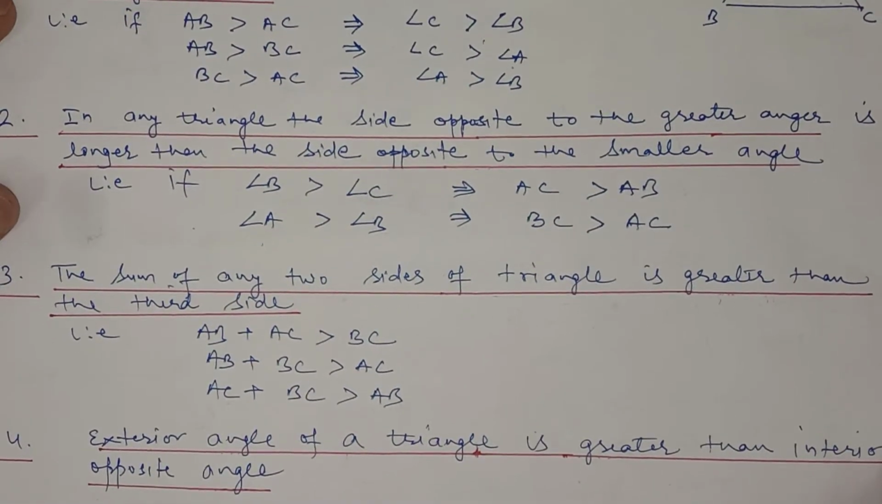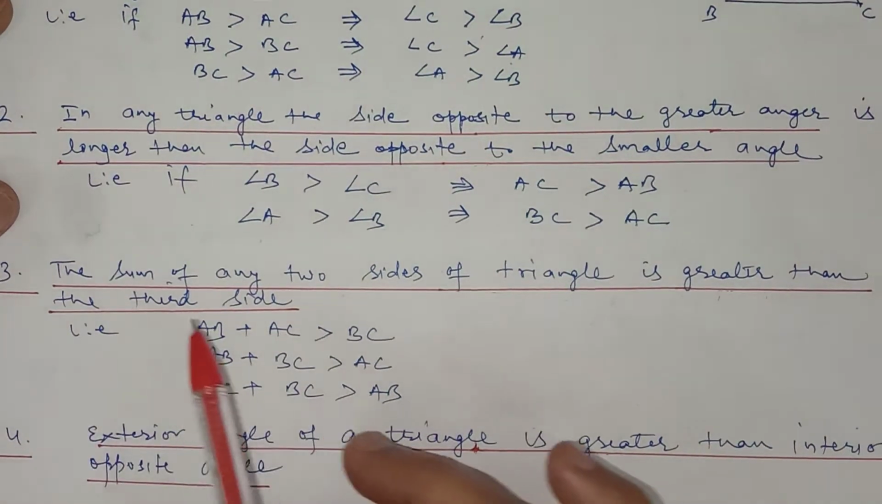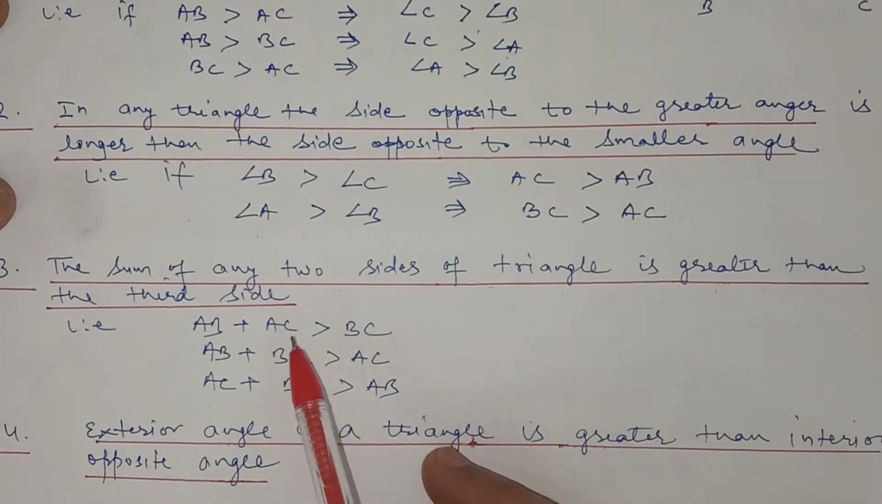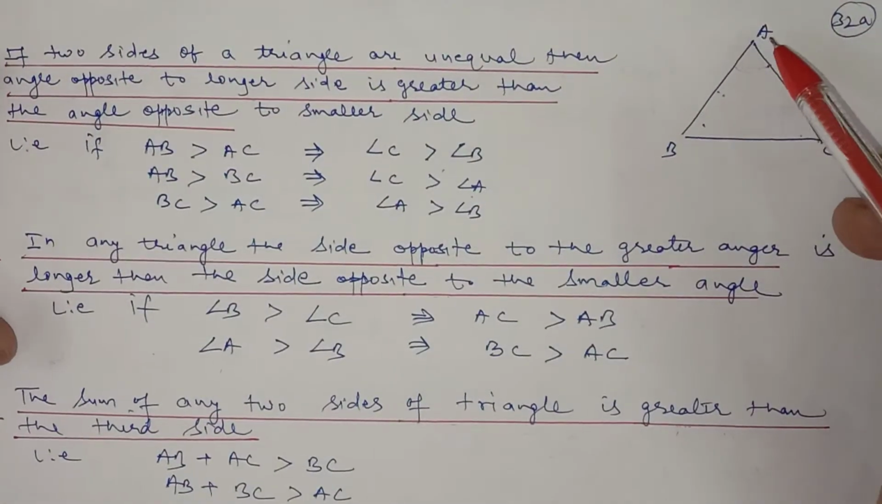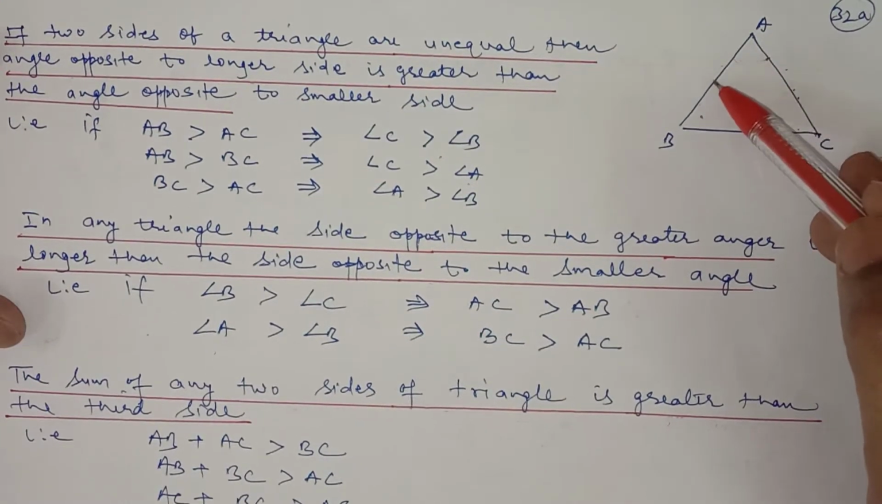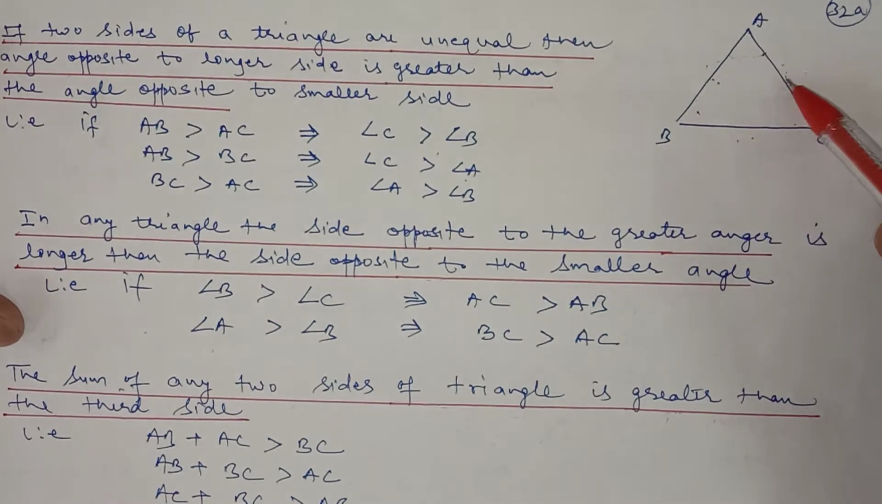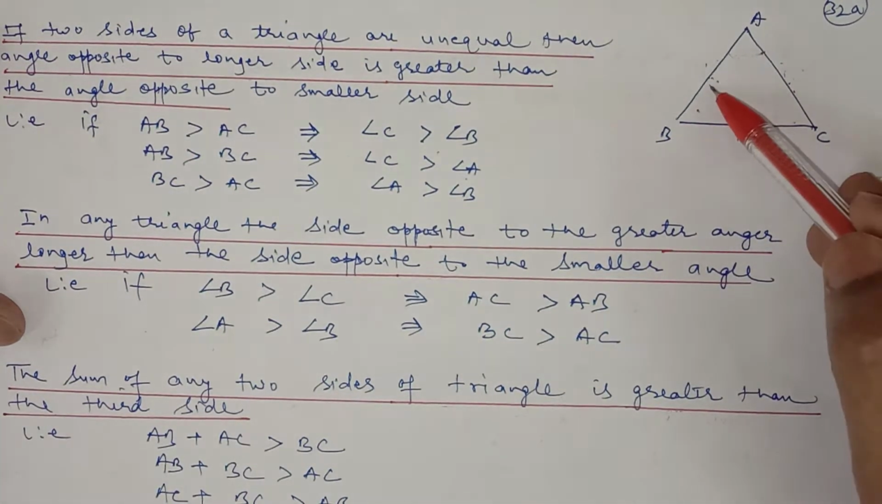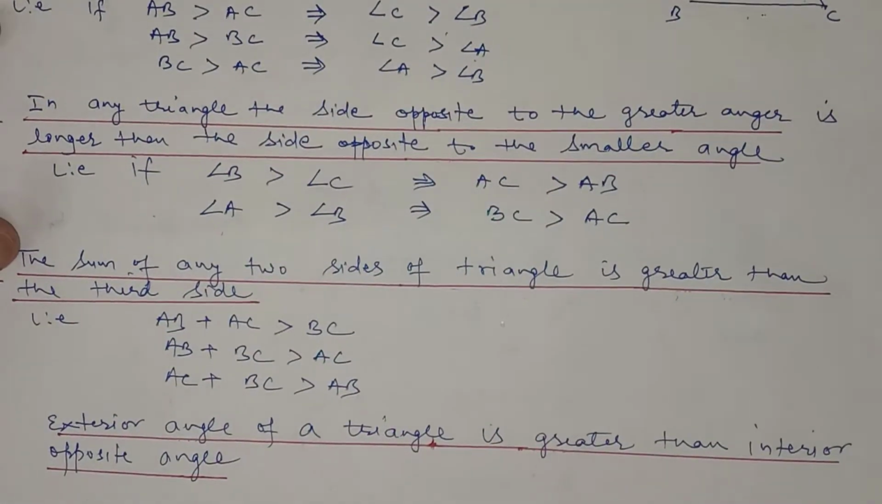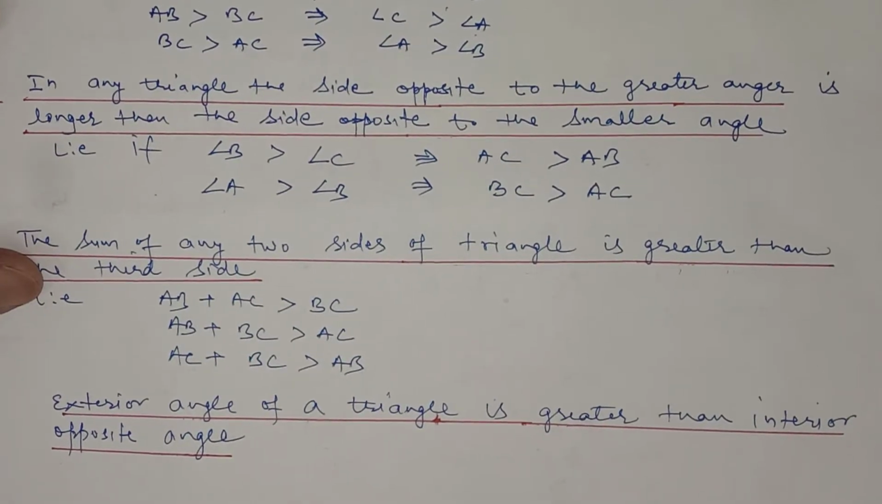Now the third conclusion: the sum of any two sides of a triangle is greater than the third side. In any triangle, you have done this in the lower classes also. AB plus AC is greater than BC, AB plus BC is greater than AC, and AC plus BC is greater than AB. The sum of two sides of a triangle is always greater than the third side.